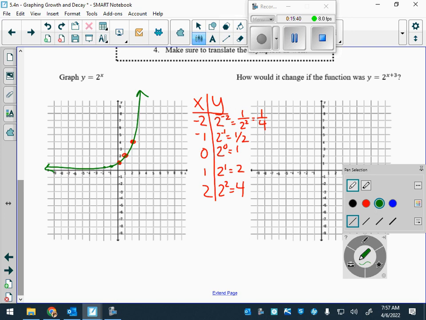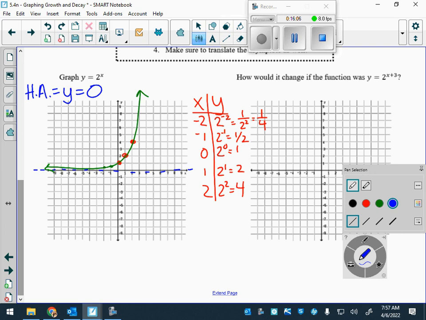So remember that you have a horizontal asymptote at y equals 0. You have a horizontal asymptote at y equals 0. Horizontal asymptote at y equals 0.